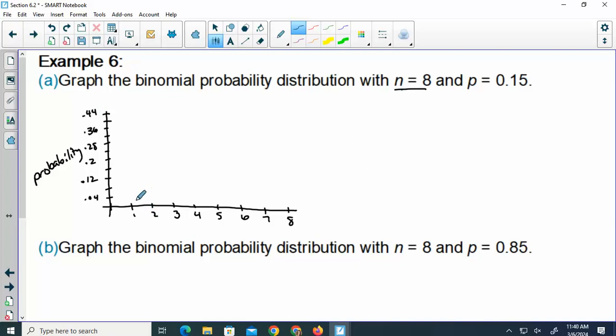So now we're just plotting our probabilities. So at 0, we had 0.2725. 1 was 0.38. 2 is 0.2376. 3 is 0.0839. 4, 0.0185. 5, 0.0026. 6, 0.0002. 7 and 8 are so small, they're essentially zeros.